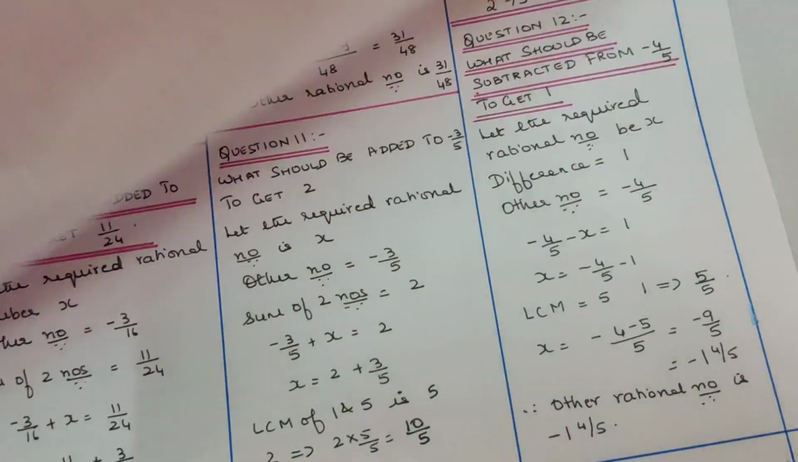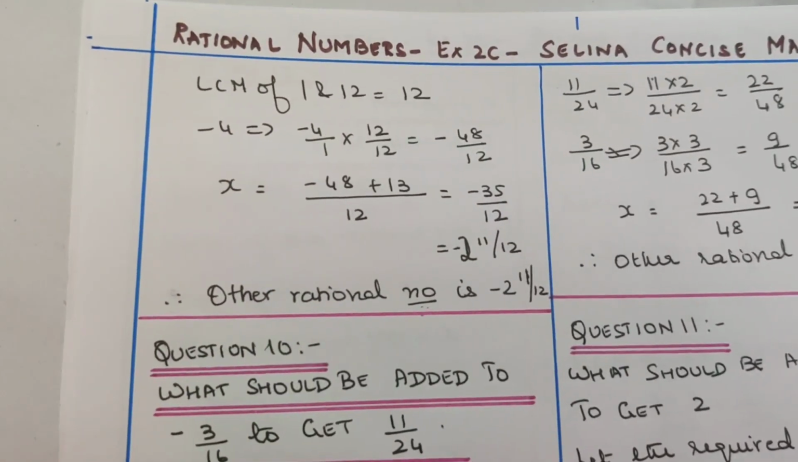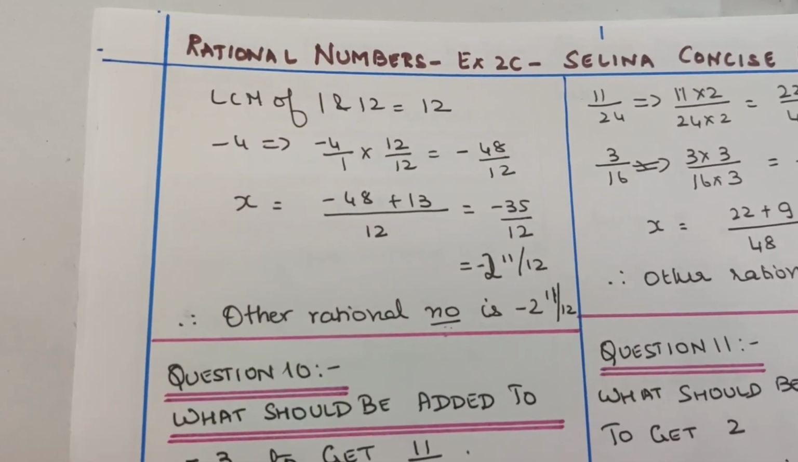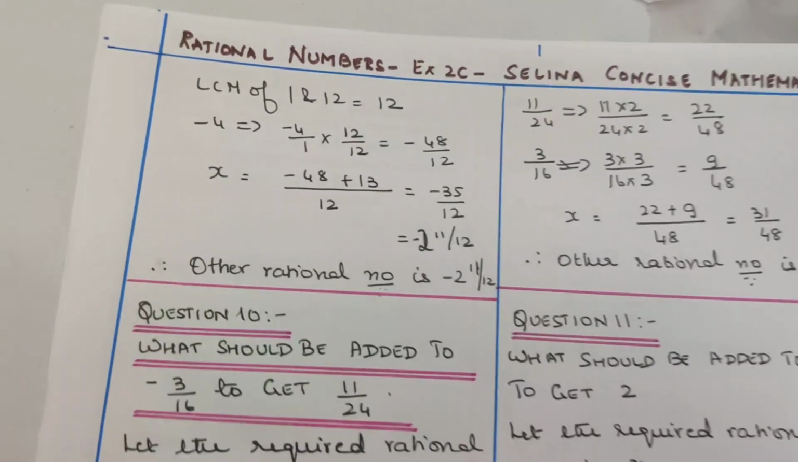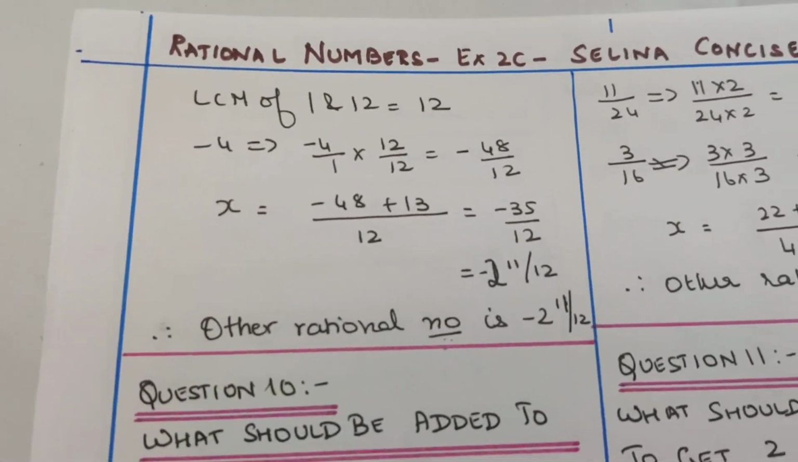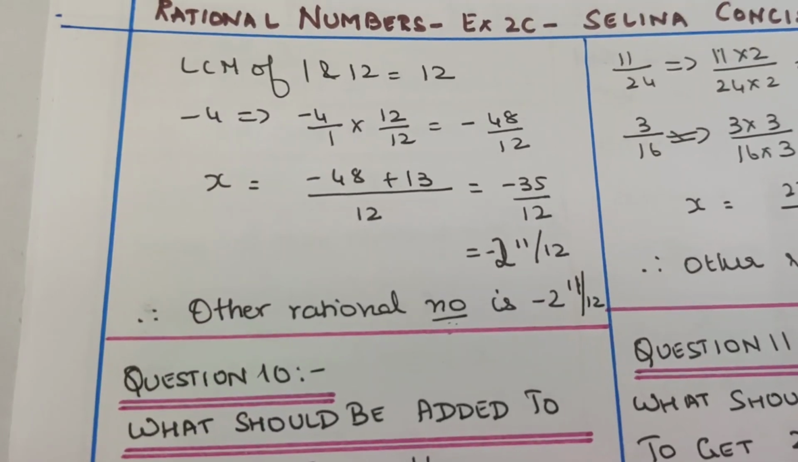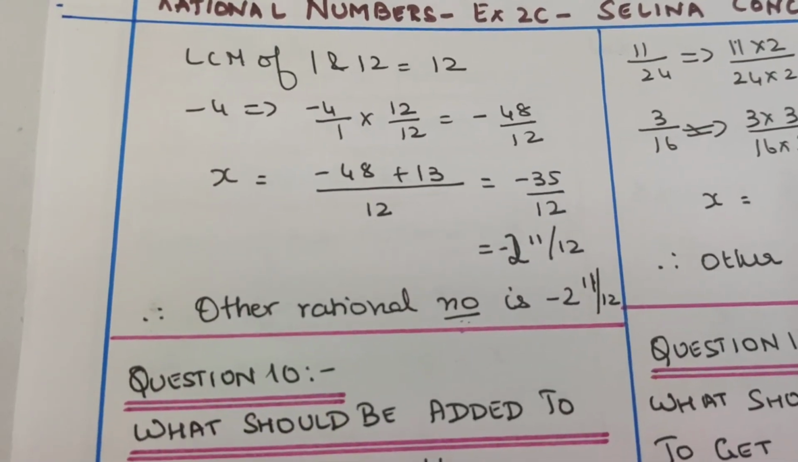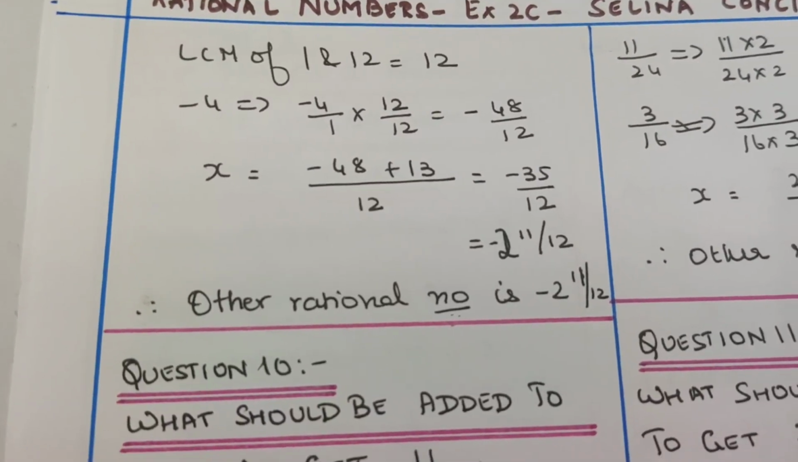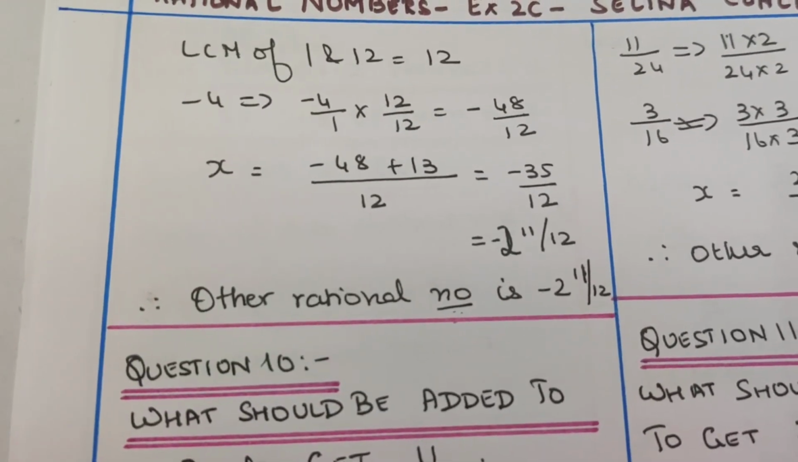So, solving, here we take the LCM as 12. So, minus 4, you converted it to a number having the common denominator of 12. That becomes minus 48 by 12. So, x is equal to minus 48 plus 13 by 12. The answer is minus 35 by 12. And when you simplify, you get minus 211 by 12.